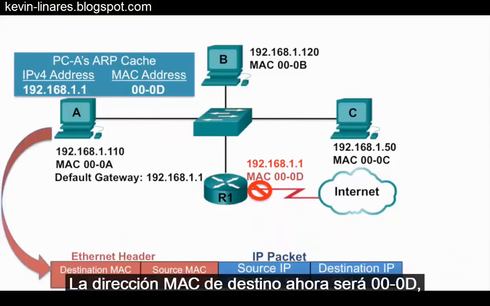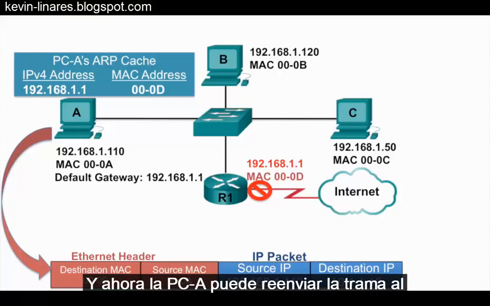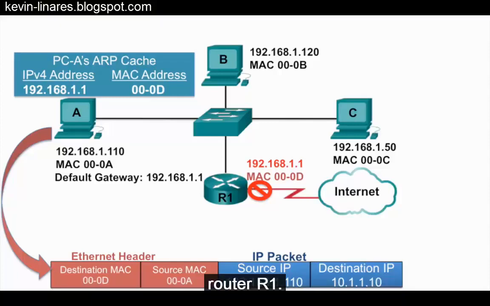So the destination MAC address is now going to be 000D, that of the router R1, its MAC address. And now PCA can forward the frame onto router R1.